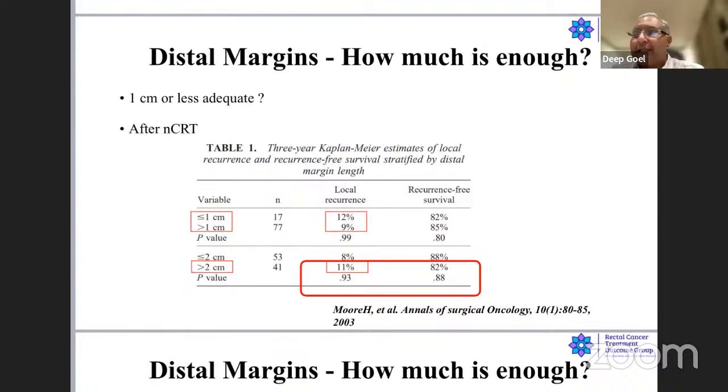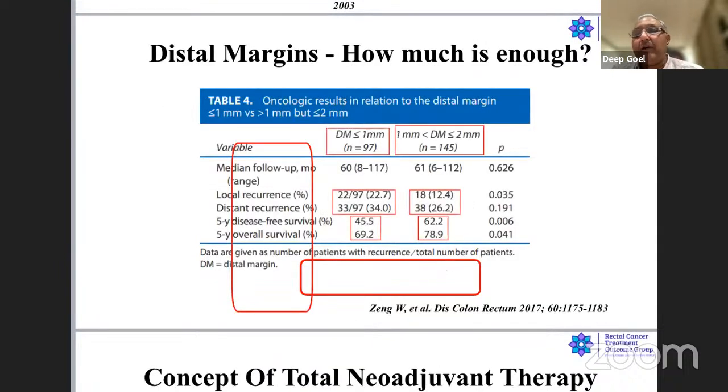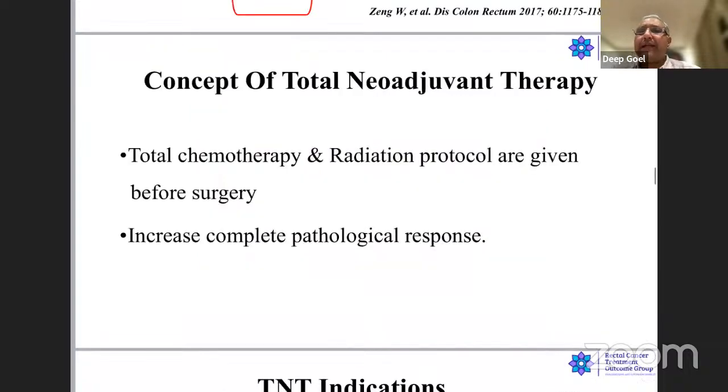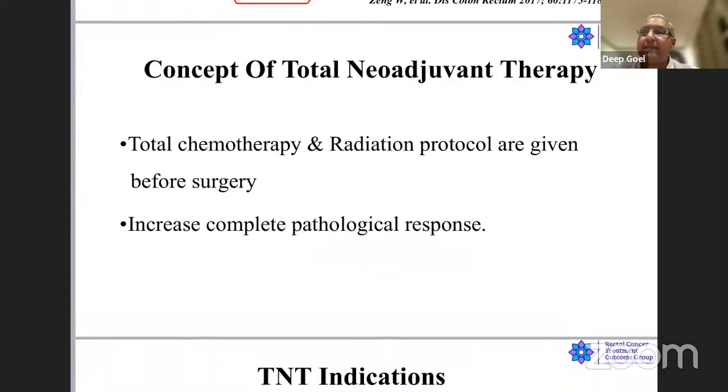But now, in patients with more and more favorable biology, patients who have undergone neoadjuvant treatment, today we are talking about even a margin of close to 1 millimeter. So in fact, if a patient insists that he wants to save the sphincter, you have a patient who has undergone post-neoadjuvant treatment, you have a patient who has a favorable tumor biology, we can do any margin which is microscopically negative.